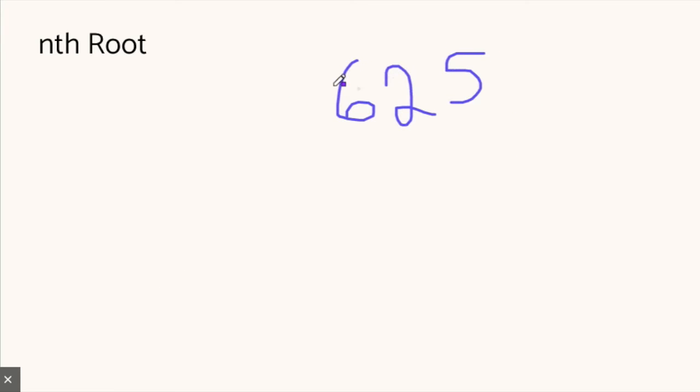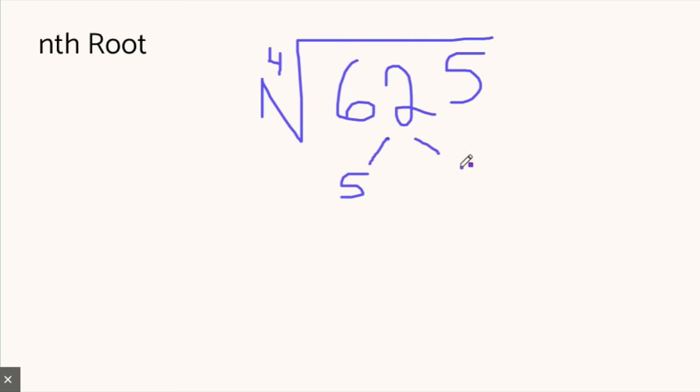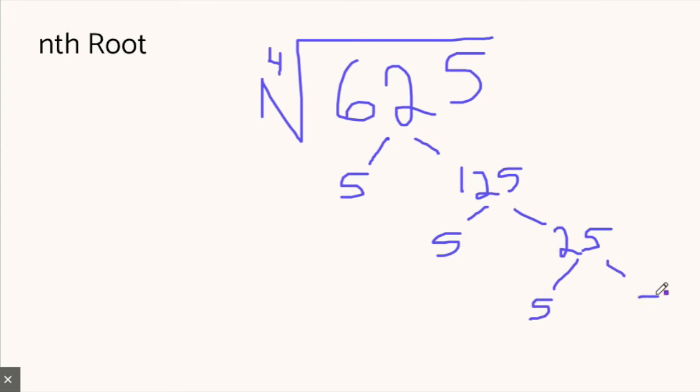625. And we're trying to find the 4th root of it. Now, I would start this just like what we would do when we were taking the square root. I'm just going to take 5 out. When you take 5 out, it's 125. Then take 5 out again. It's going to be 25. And take 5 out. Now, left with 5.